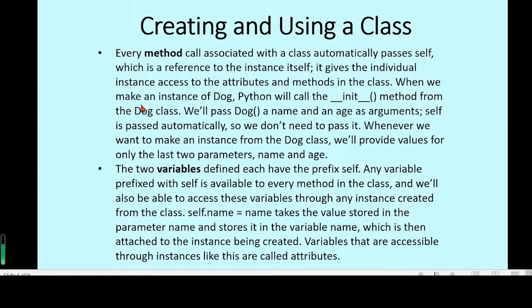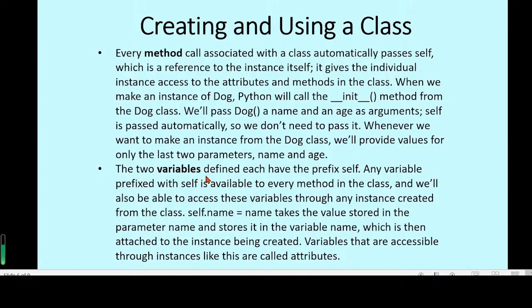So when we make an instance of dog, Python will call the initial method from the dog class, and we will pass dog a name and an age as arguments. The self is passed automatically, so we don't need to pass it. Whenever we want to make an instance from the dog class, we will provide the values for only the last 2 parameters, name and age.